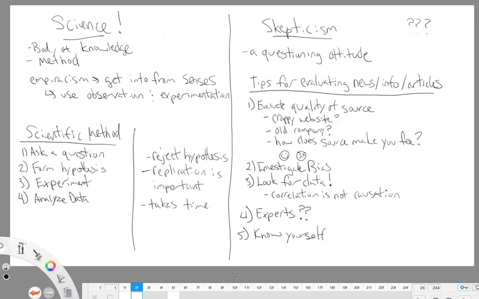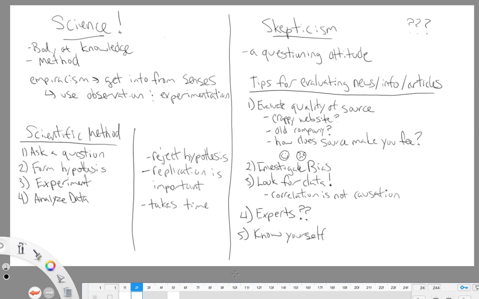Same with how long has the organization been around. If it's relatively new, that might be a red flag as opposed to an older organization. Again, not always the case, but something to look for. How does the article make you feel, right? If it's trying to play on your emotions, there's a chance that you want to be a little leery about the information, right? It plays on your emotions because they want you to click on it and read it.